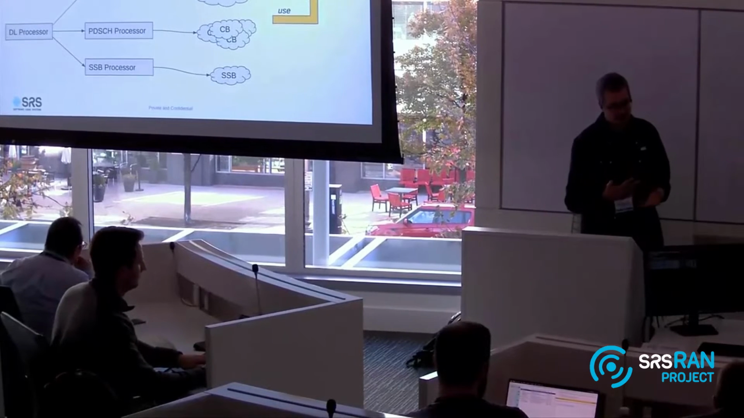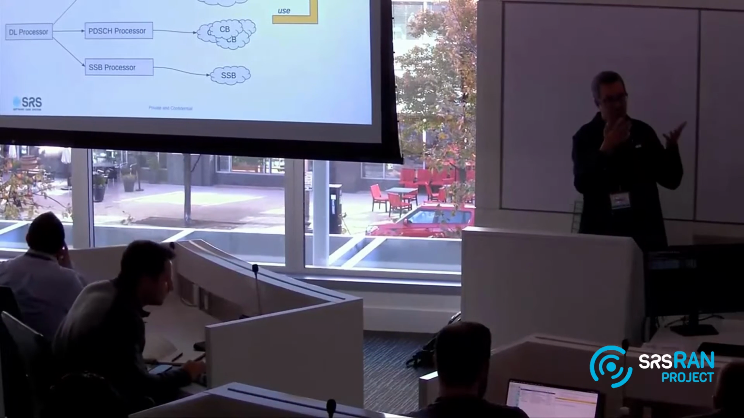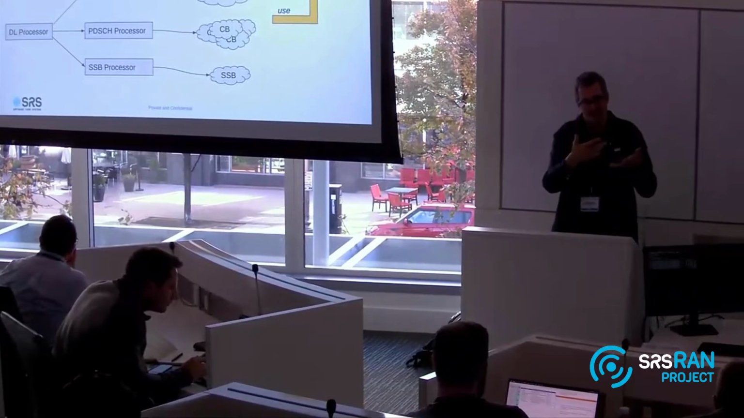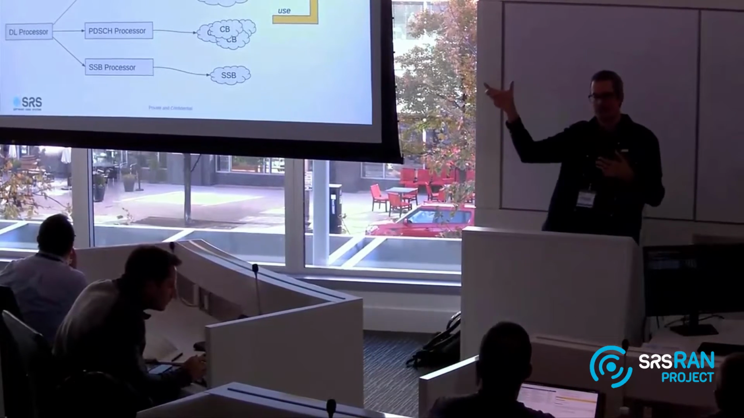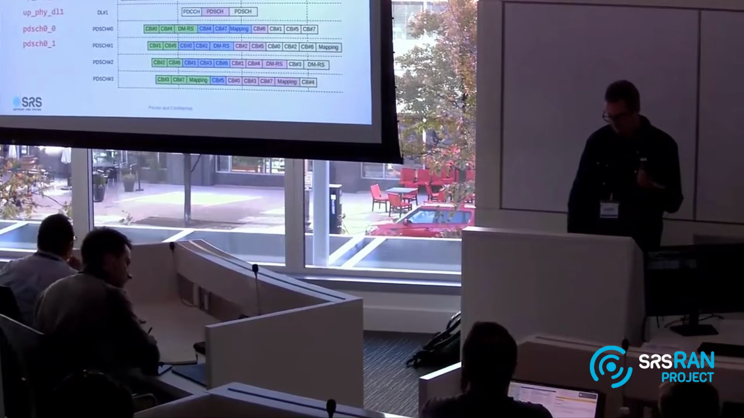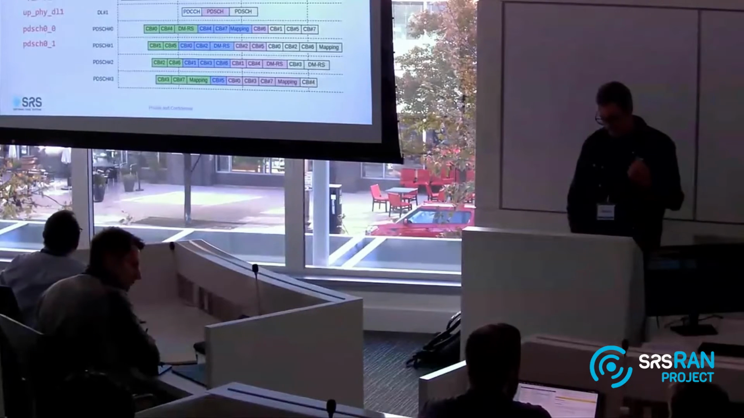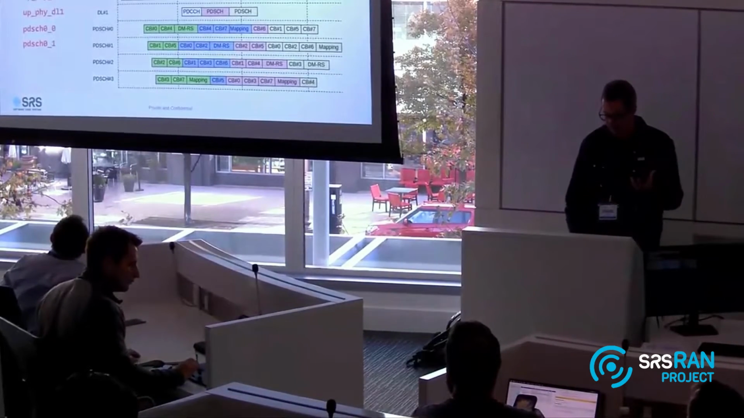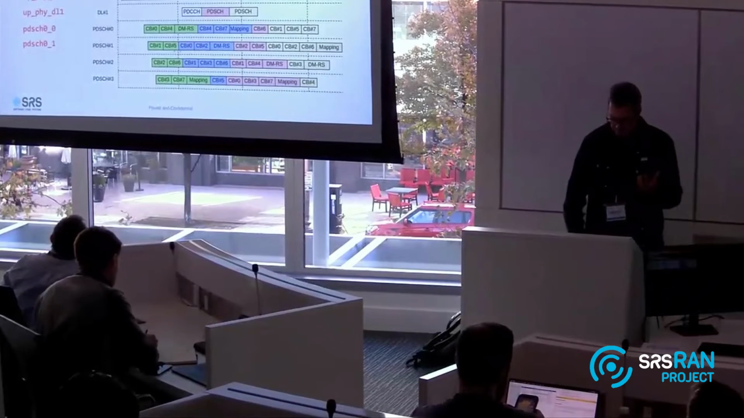Each code block task encodes a code block, modulates the code block, applies a scrambling to the code block, and then maps it directly into the resource grid. This is done to achieve parallelism. And this is how the threading or the parallelism model works in the PHY.